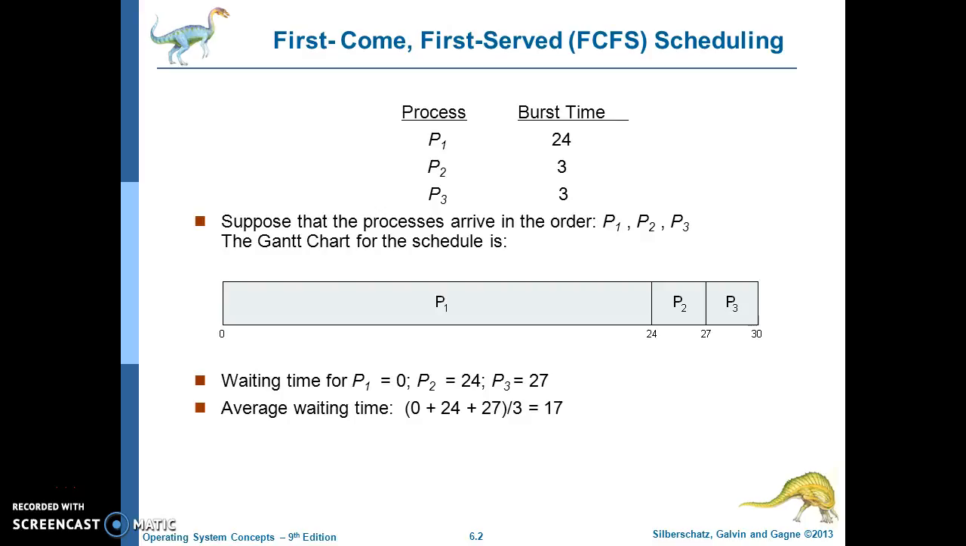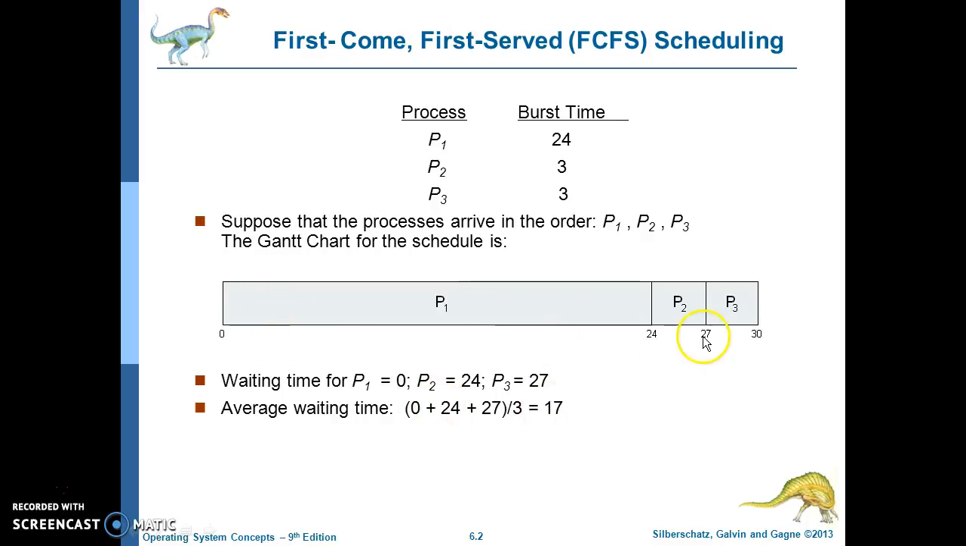We already discussed the first come first served scheduling algorithm in the last class. We have taken a snapshot of three processes that arrive at time zero, having burst times of 24 milliseconds, 3 milliseconds, and 3 milliseconds for process 3. If you allocate the processes on a first come first served basis, the waiting time for P1 is 0, P2 is 24, P3 is 27, and the average waiting time comes to around 17.